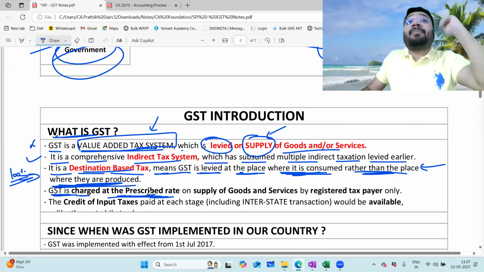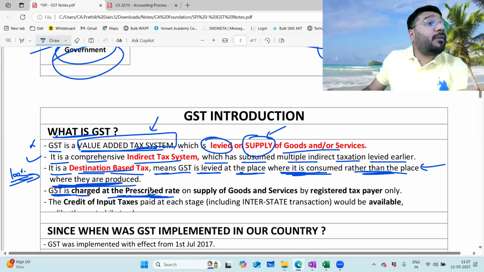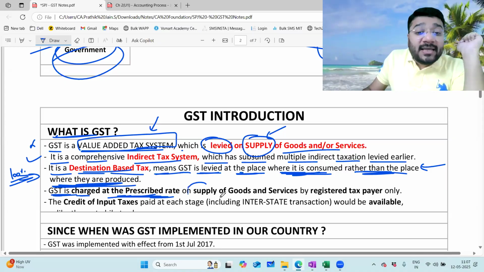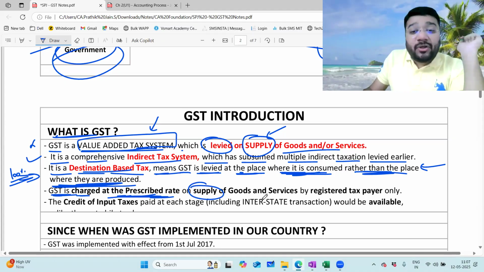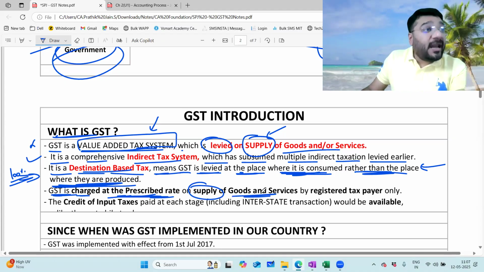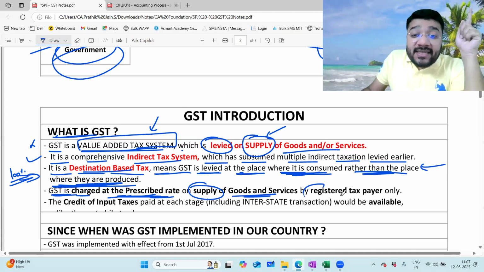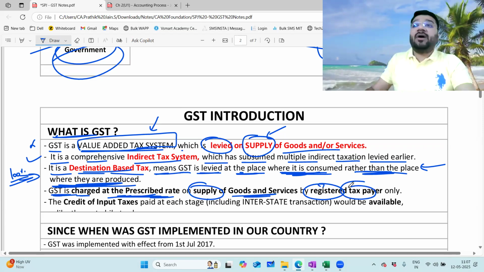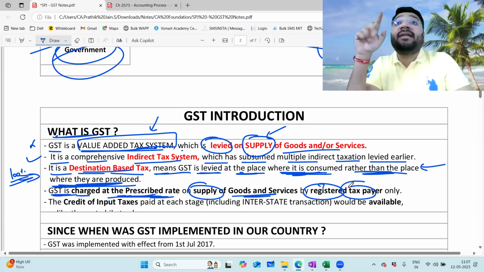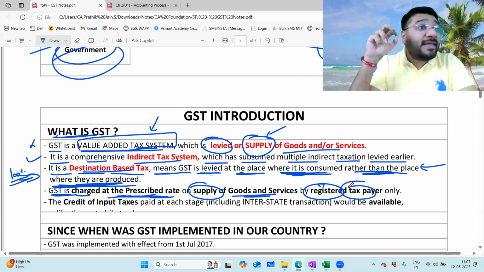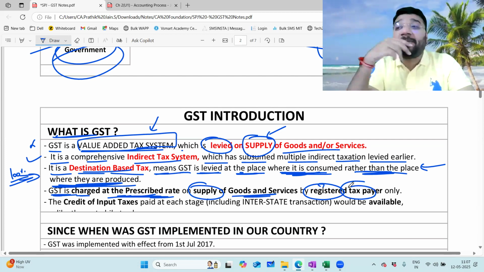GST is charged at the prescribed rate. Prescribed rate. And this rate is applied on what? The rate 28%, 12% is charged on what? On the supply of goods and services. On the value of the goods and services. Now, this rate, who can charge? Only a registered taxpayer can charge. Oh my God. Only a registered taxpayer can charge. Can you please tell me what is the meaning of registered taxpayer?